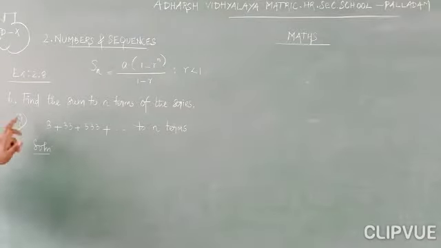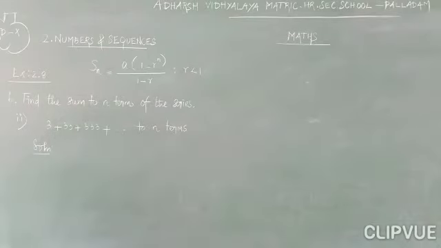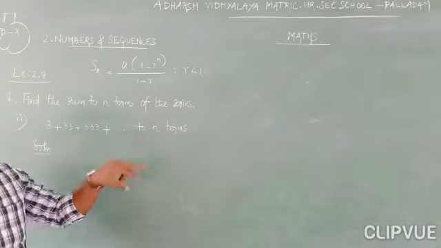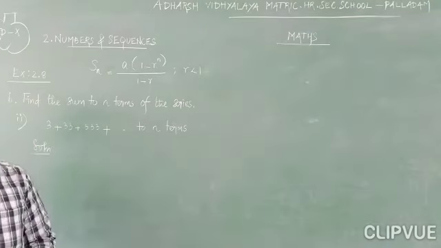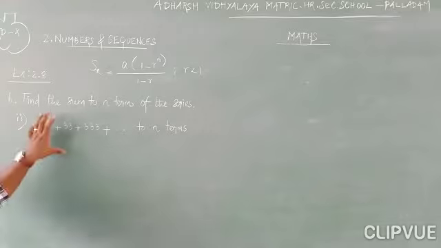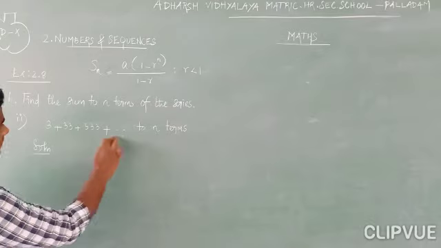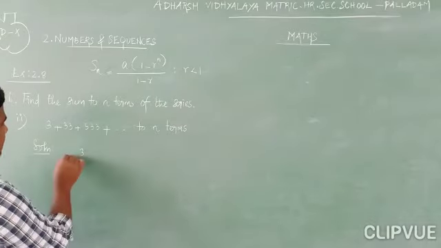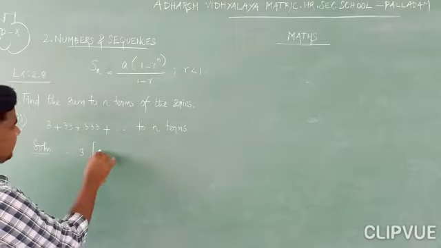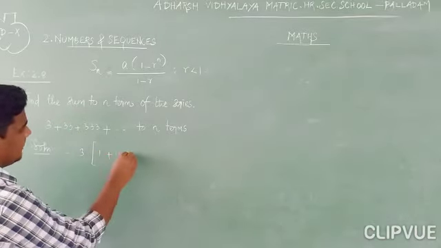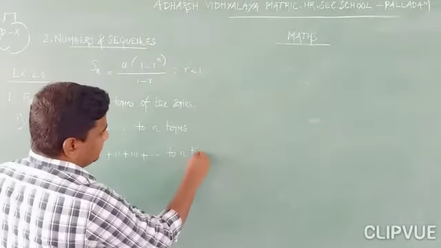Question number 6, second subdivision, 3 plus 33 plus 333 and so on to n terms. Okay. First we check is it an AP or GP. Already we know that this is neither AP nor GP, like the previous problem we discussed. Okay. So here also I am going to convert into geometric progression. So how can we do it? First take the common value out. So 3 is the common multiple. If you take that out, you get 1 plus 11 plus 111 and so on to n terms.